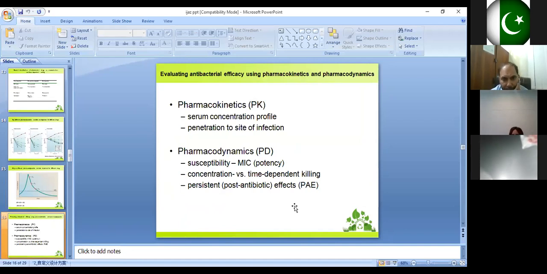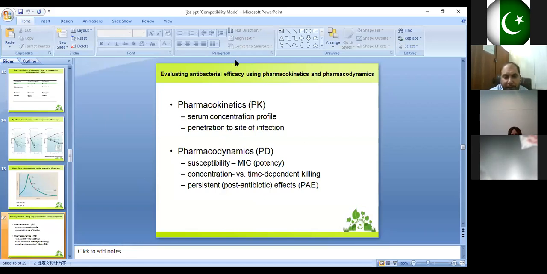This is evaluating antibacterial efficacy using PKPD modeling. Pharmacokinetics is the serum concentration profile over a time interval and also penetration to the site of infection. After a pharmacokinetic study, we will know the serum concentration profile and how much penetration occurs at the site of infection. After pharmacodynamics experiments, we should know the potency with the help of MIC, also concentration and time dependent killing, and post antibiotic effect.